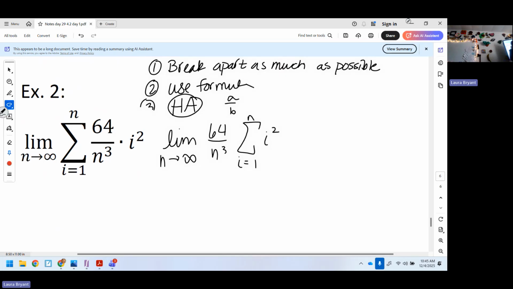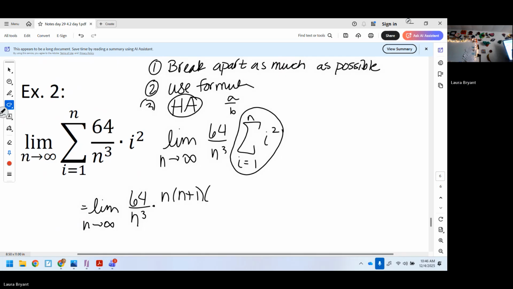And then now I have this piece I recognize is i squared, which is one of my formulas. So I carry down the 64 over n cubed, and then I do that formula, which is n times n plus 1 times 2n plus 1 over 6.